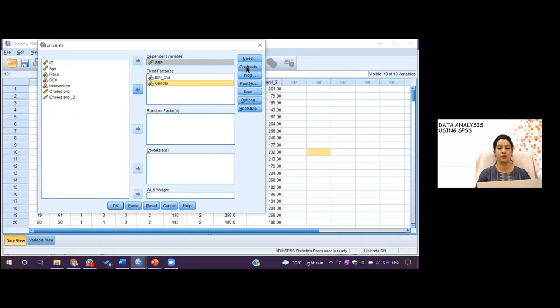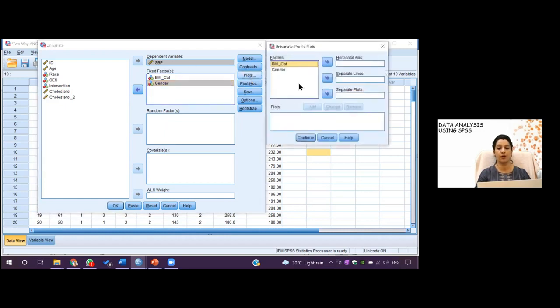Now coming to the option of Plot, because I said that we need to see whether there is a significant interaction between these factors or not. So I'll come to Plot. If you come to Plot, you will have this window. What you do, shift this to this. This separate line means that you want separate lines for gender. You can have again the separate line for BMI category and then add it and then continue.